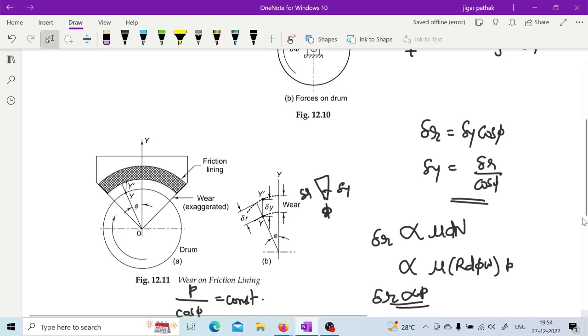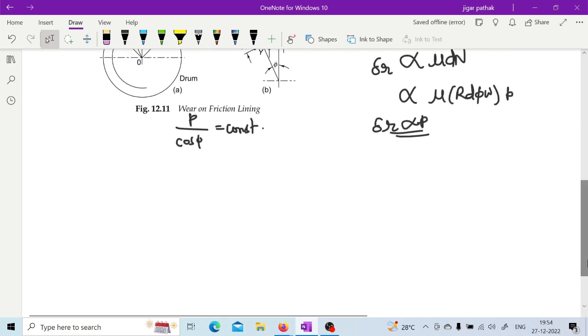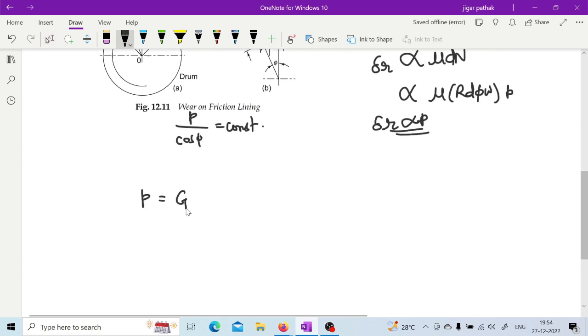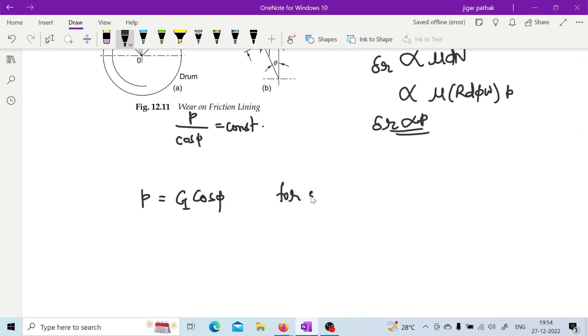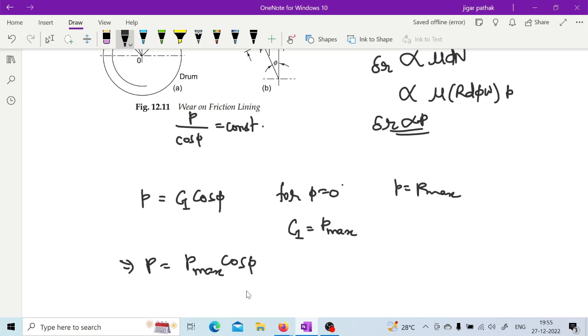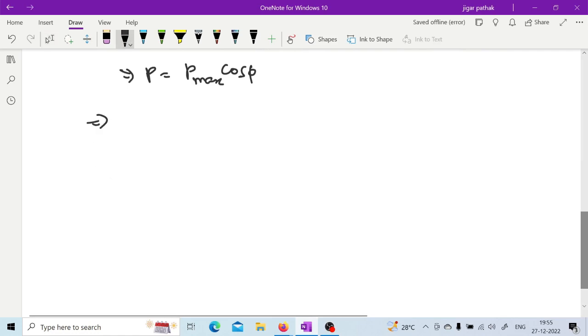Now if you take this further, p is equal to c1 cos phi. For phi equal to 0, it is maximum, p is equal to p max, so it gives c1 equal to p max. If you put phi equal to 0, then this equation can be modified as p is equal to p max cos phi. Now you can replace that p with p max cos phi in the equation of the normal force dN which we have defined earlier.